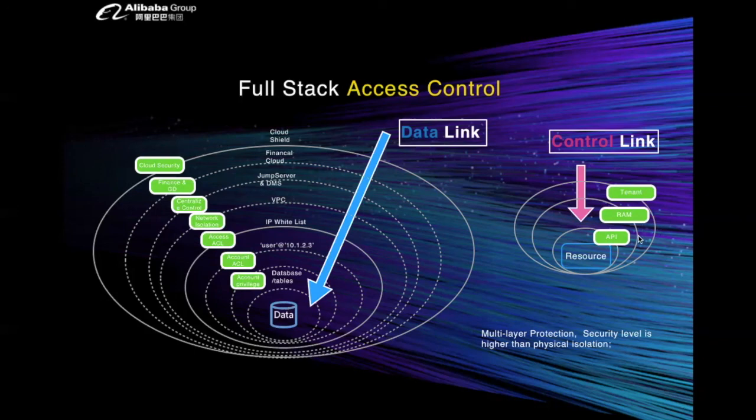And for the control link, you can protect your database instance, your database resource at the API level, the RAM level. RAM is an account management system provided by Alibaba Cloud as a whole. And then you can configure those security settings for multi-tenants, right? You can assign different roles for different tenants. So you have a full access control, not only at the data level, but also at the control level.